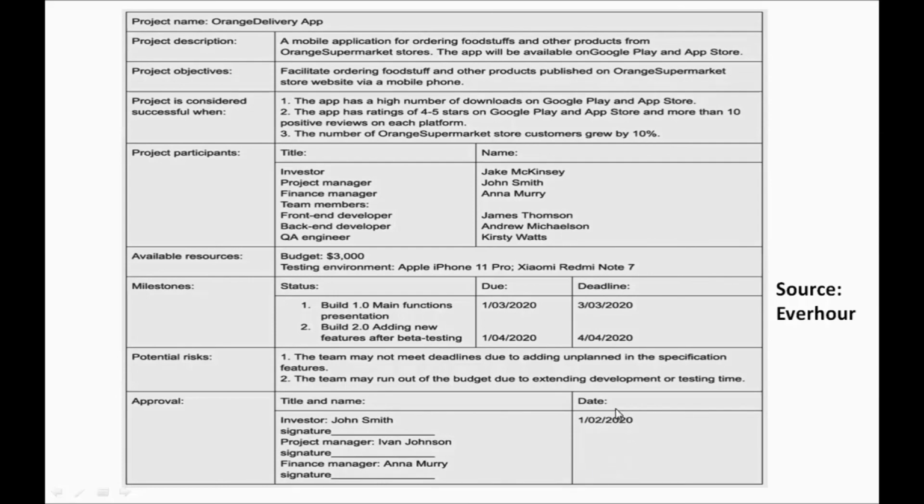Approval: overall, the person has to approve this requirement document or approve this project, right? So this is the example of an Orange delivery app, one company's requirement document. Getting, guys? So hope you understood the concepts.